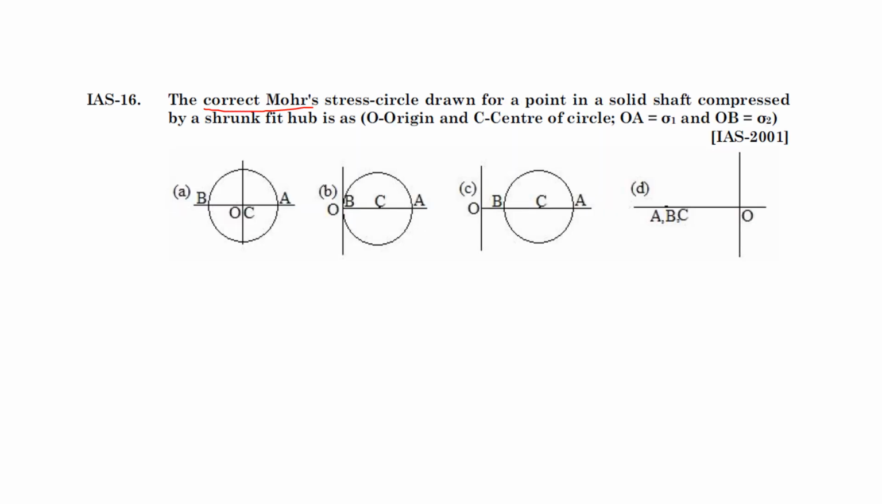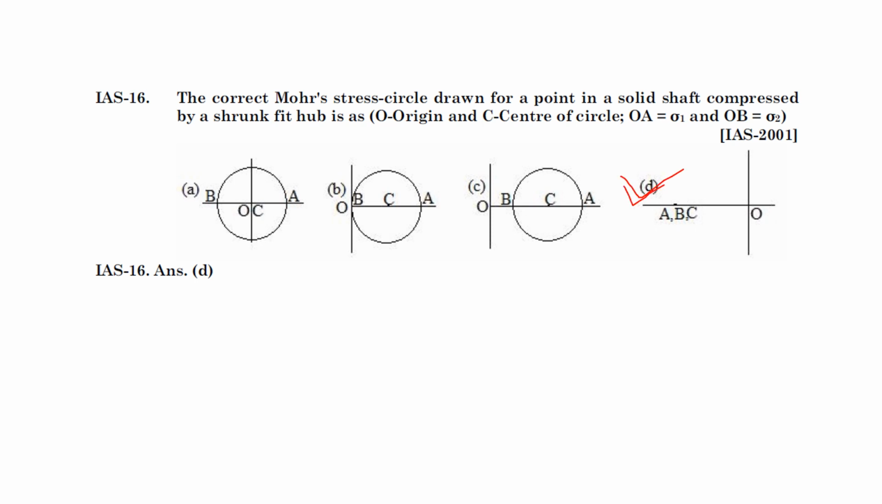Next question, the correct Mohr circle drawn for a point of a shaft compressed by shrunk fit hub is as, O origin, C center of circle. Now OA is sigma 1 and OB is sigma 2. If you remember the match list kind of question we did earlier, we can solve this question. So this is actually D. तो इसमें देखिए compressed की बात कर रहा है, compress मतलब कि माइनस में जाएगा. ओके, तो इसमें देखिए ये प्योर शियर का है, ये पॉजिटिव में, ये पॉजिटिव में, यही एक ऐसा है जो निगेटिव में. तो आंसर विल बी D. ओके, तो ऐसे मोहर सर्किल को देख के घबराना नहीं है, आराम से हो जाता है.